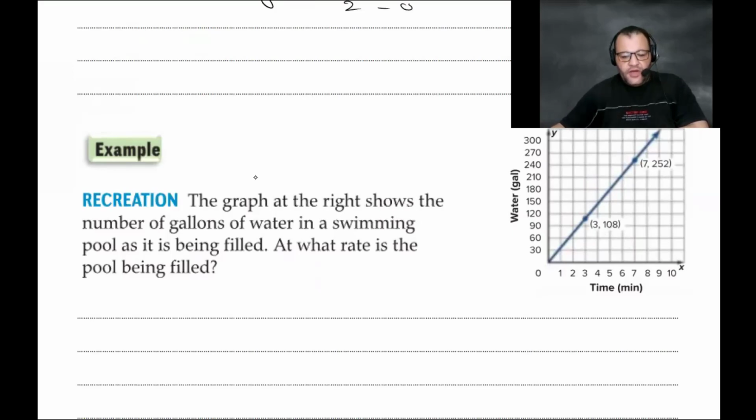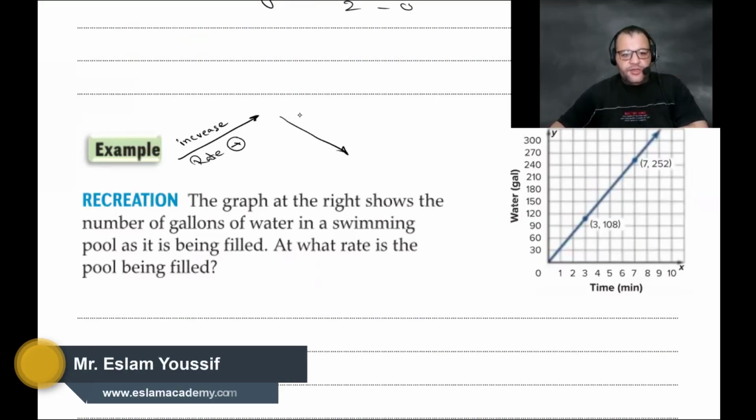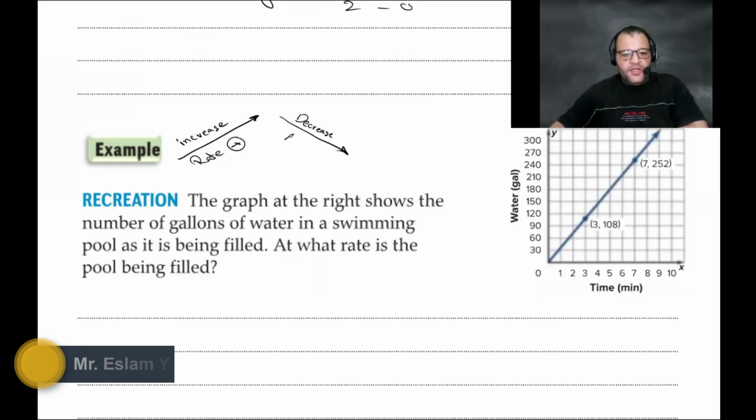Before we start finding the rate of change for the second one, if you have a graph and you find that the line is going up this way, starting from left to right, it means the line is increasing. So you will find that the rate of change, or the slope, will be positive. If you find that the line is going down, it means decreasing, so the rate of change will be negative.